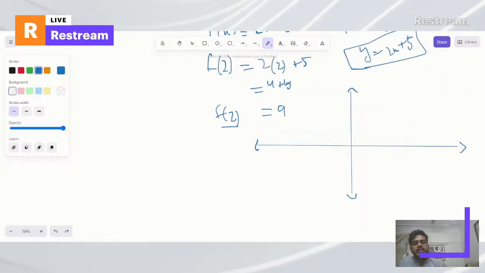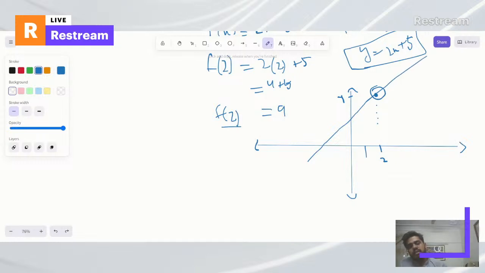So when I said that the function of 2 is 9, it means that on the x-axis, if I see 2, the corresponding value of that would be 9, right? Over here. So that's the coordinate I'm talking about. So there must be a graph which is connecting this.